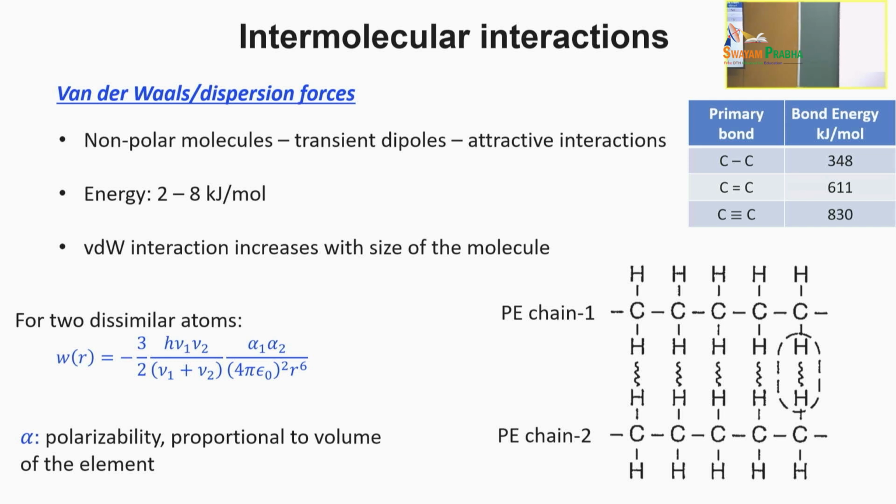But suppose in a three-dimensional picture, this chain can take a different conformation. This carbon can also interact with this hydrogen through van der Waals forces. So all atom pairs can actually interact via van der Waals forces. Even though in this picture I have shown H and H, there is also interaction between C and C, between C and H, and so on.